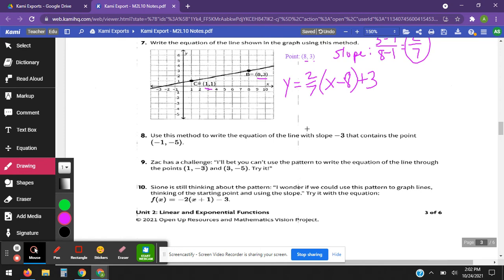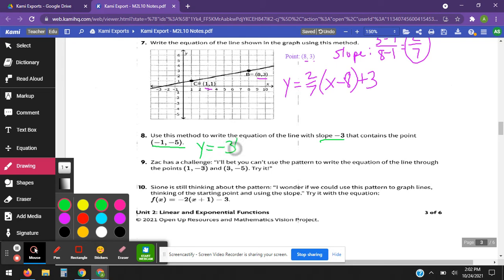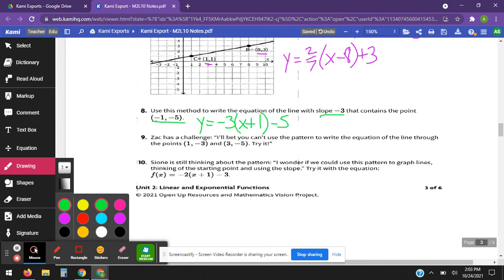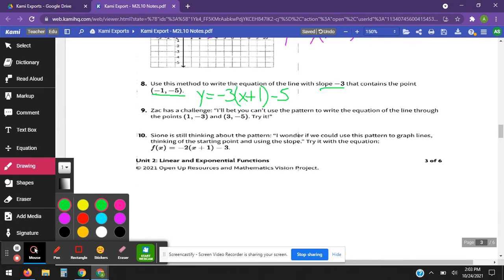All right, so use this method to write the equation for the line with the slope of negative 3 and the point of negative 1, negative 5. So y equals, my slope is negative 3. I need that first. And then if it's a negative 1, x minus a negative is really plus a positive. And then the negative 5, or plus negative 5. There we go.